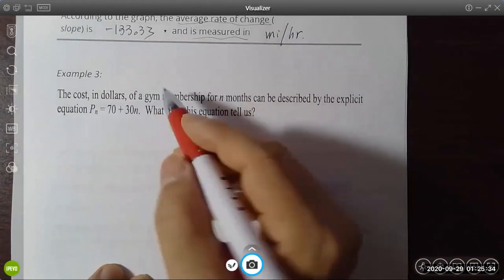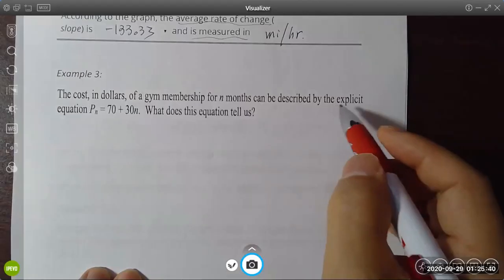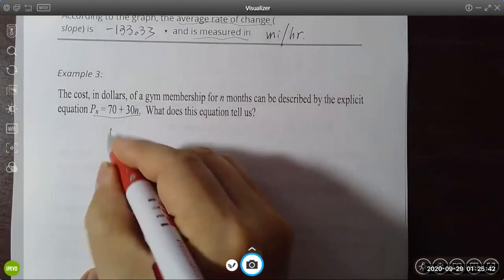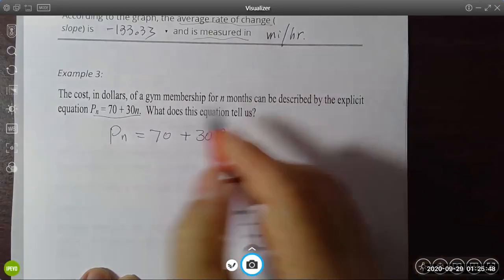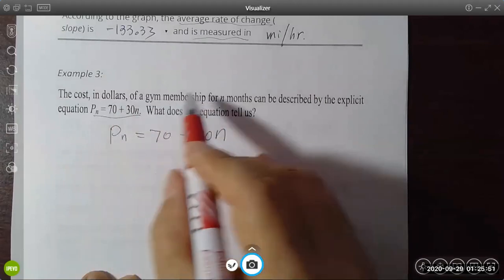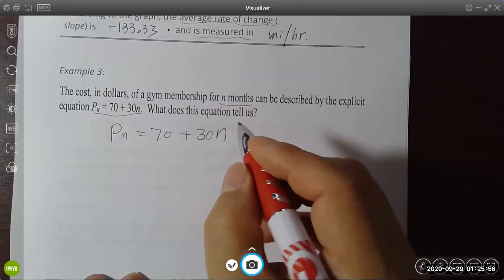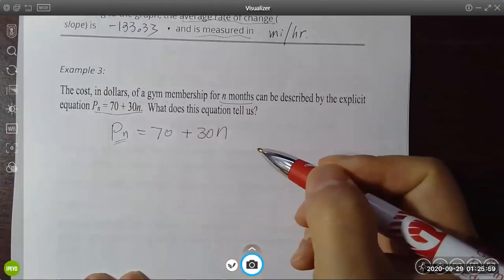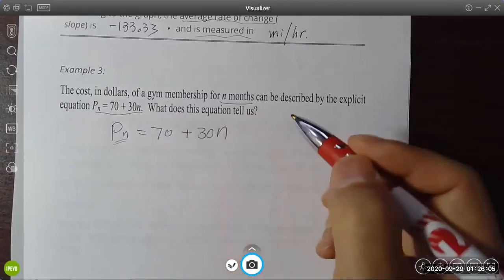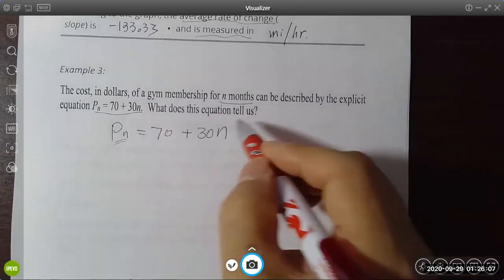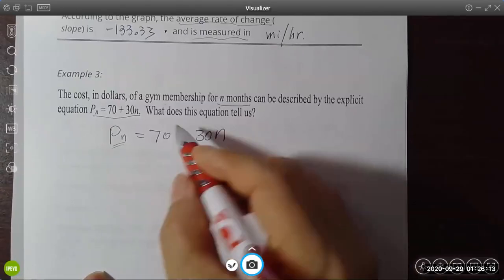the cost in dollars of a gym membership for N months can be described by the explicit equation this. In other words, this equation, or you can say this model, represents the total cost of a gym membership for N months. In other words, if you keep that membership for N months, this is your cost, PN, and it's calculated using this, depending on how many months you want to keep that. So what does this equation tell us? Whenever you have such a question, you need to identify the components of this.